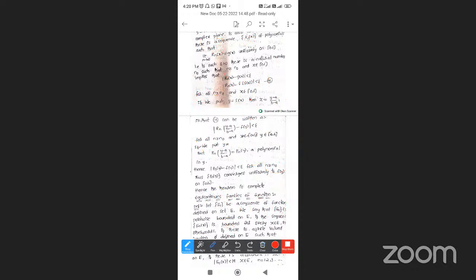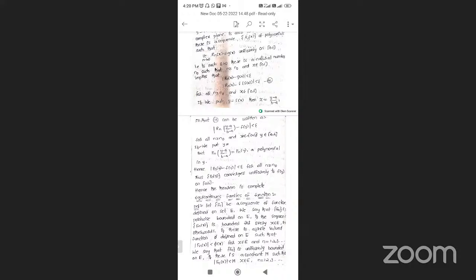Now we put y is equal to s of x. So x is equal to (y minus a) by (b minus a).